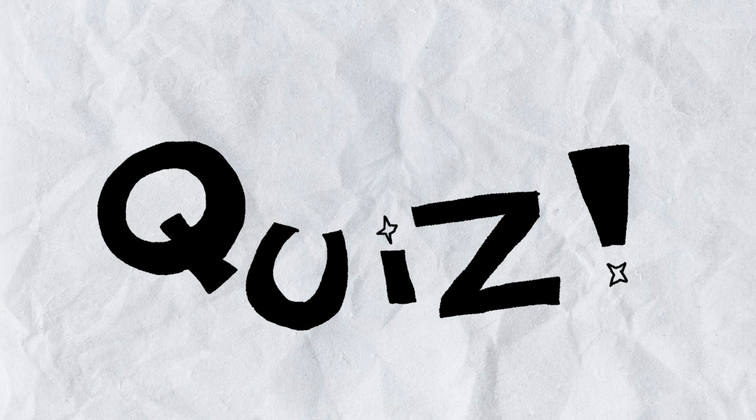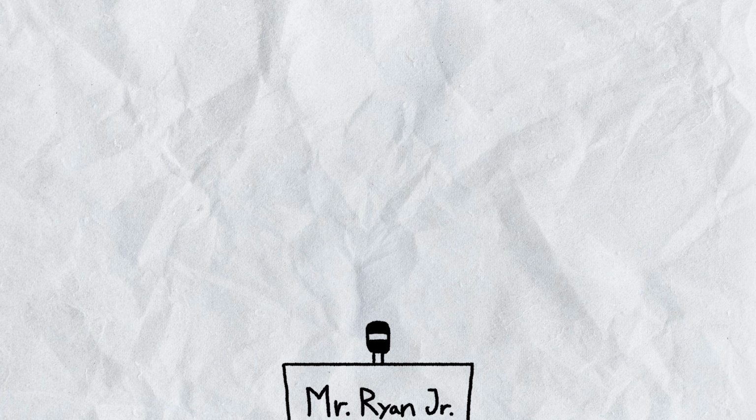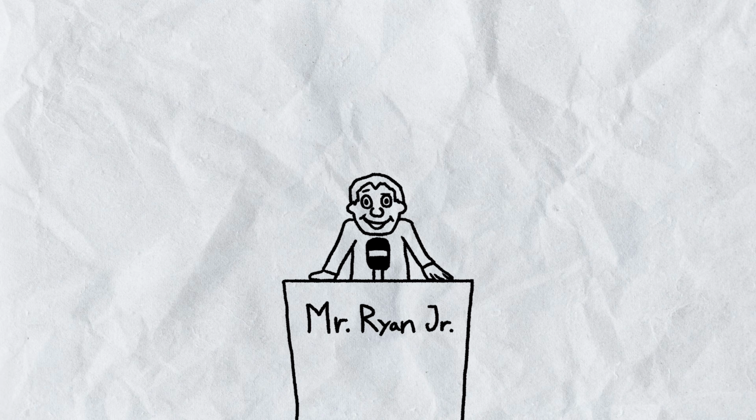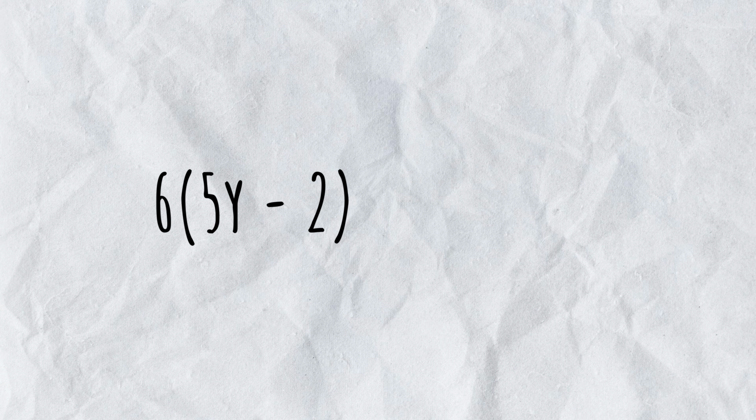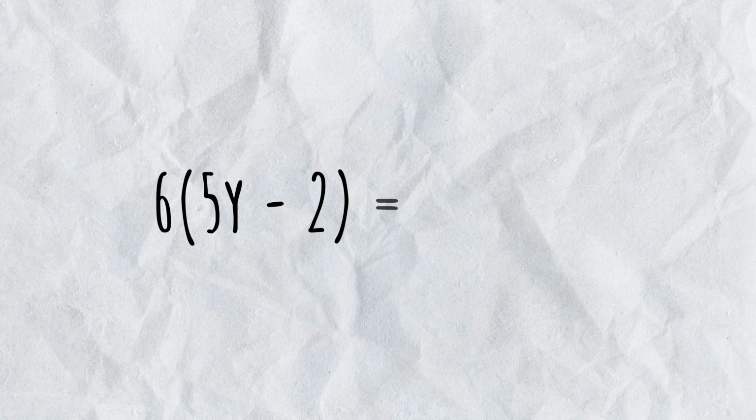So now that you understand a little bit how the ones with minus numbers work, I think you guys know what time it is. I think we need to do another little quiz. So, up next we have the following equation that Mr. Ryan Jr. is going to write for today's quiz, which is as follows. We have got 6 outside of the bracket. We have then got 5y inside of the bracket, then minus 2 inside of the bracket. Let's see if you guys can do this.